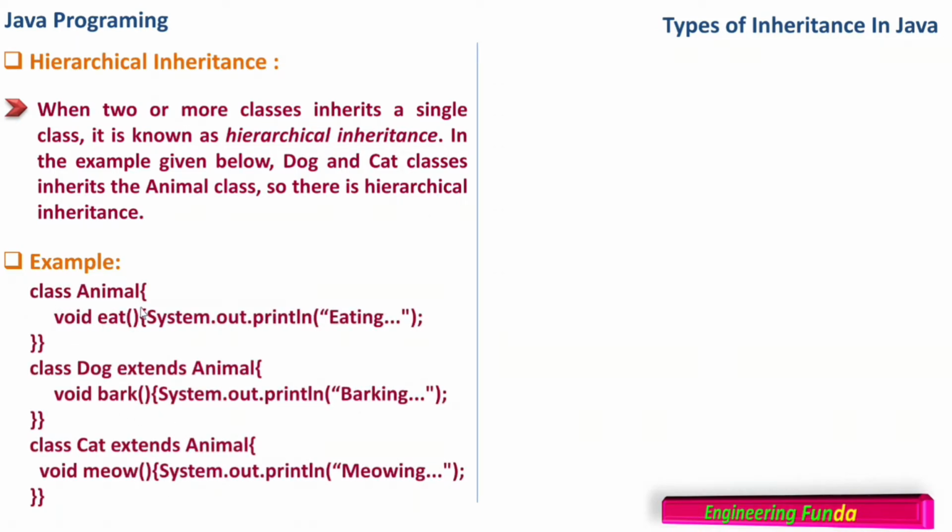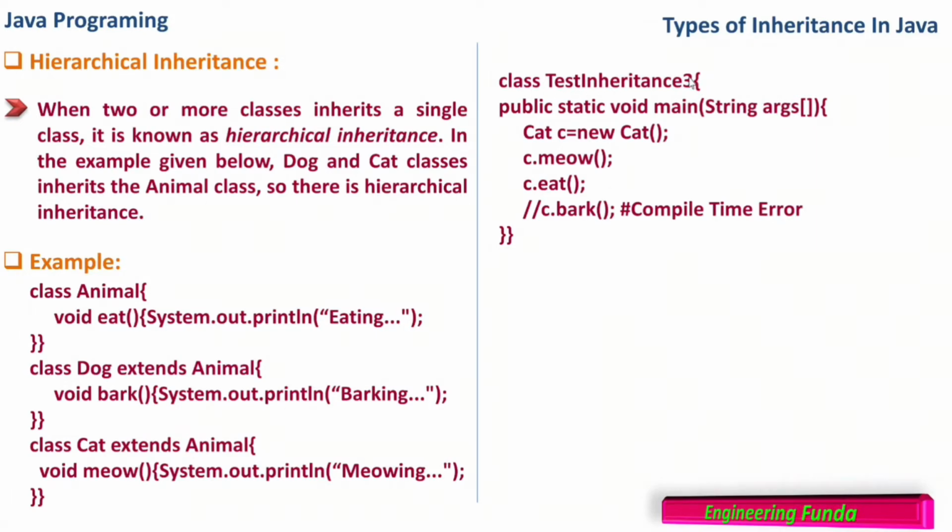So here is the example for this. The class Animal has the method eat, and Dog extends Animal and has the method bark. So eat is available in the Dog class as well. Then there is another class Cat which extends Animal. So eat in Animal will now be available in Cat also, along with the method meow, and in method meow it is printing meowing.